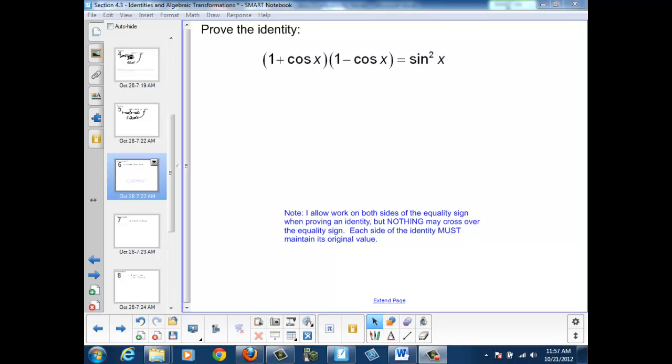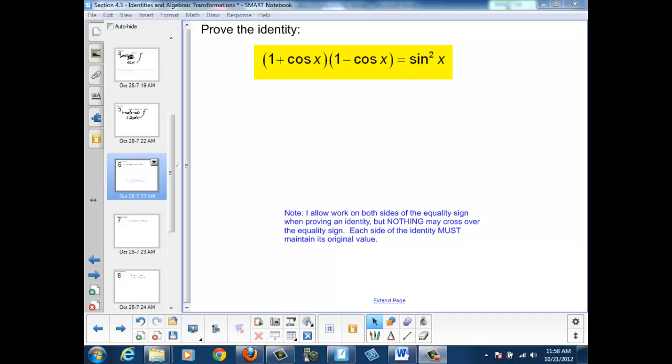Now let's look at what it means to prove an identity. With an identity, we can choose either side of the equal sign to work on until we've created two expressions that match. However, nothing may cross over the equality sign. You can manipulate one side or the other, multiply by a strange form of one, replace with identities, but you may not change the value of either side of the equality sign.